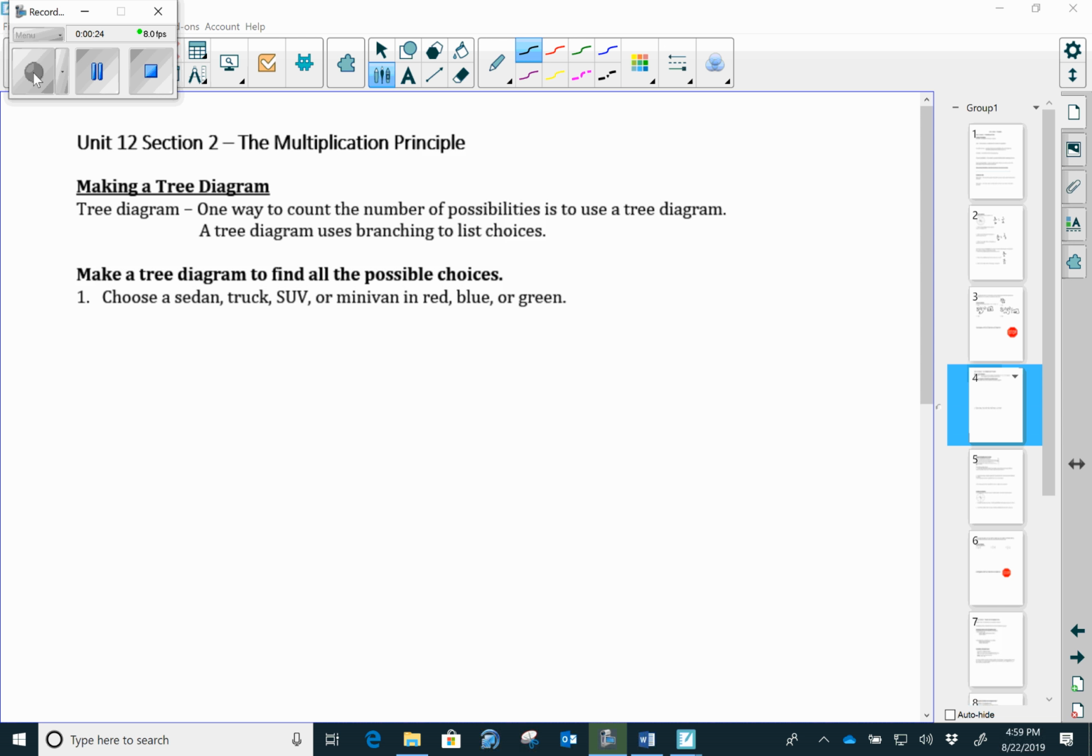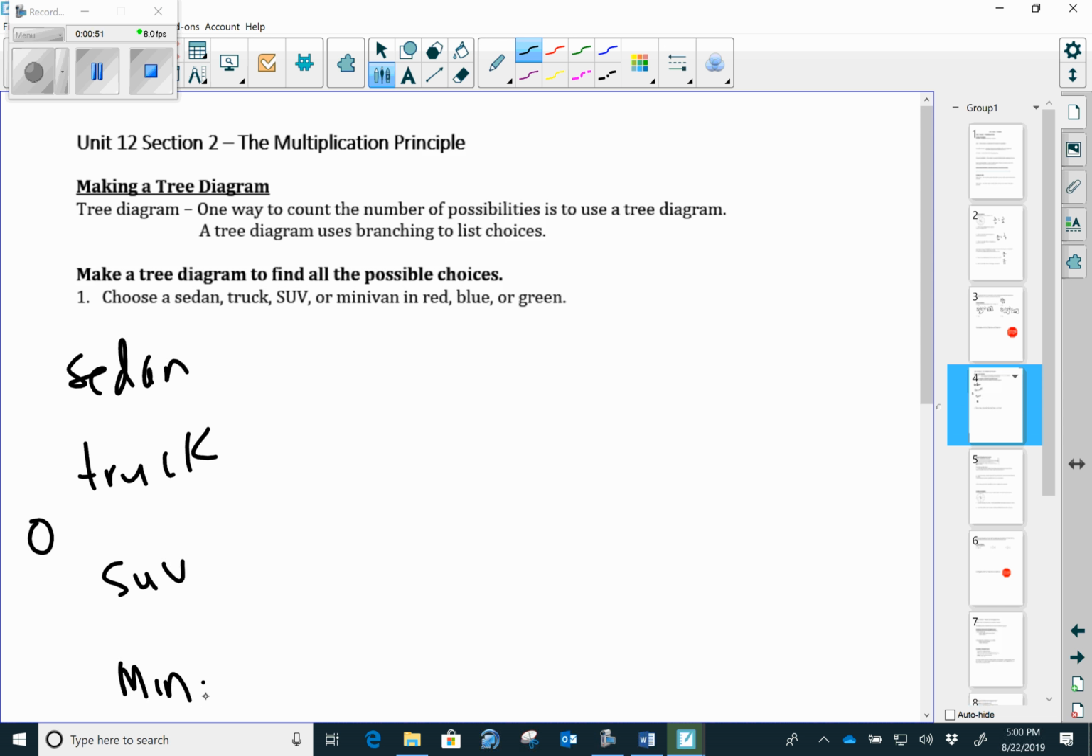So it says choose a sedan, truck, SUV, or minivan. And then your choices are red, blue, or green. So you start off with sedan, truck, SUV, and a minivan. Okay?